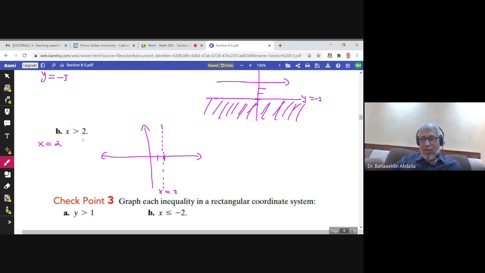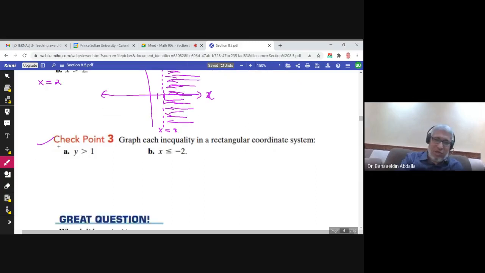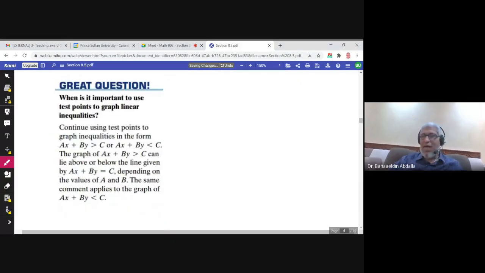Now, where would be the graph of x greater than 2? Well, x greater than 2 is just here. It's just to the right of x equals 2. So this would be the graph of this inequality. Please solve this checkpoint and pay attention.